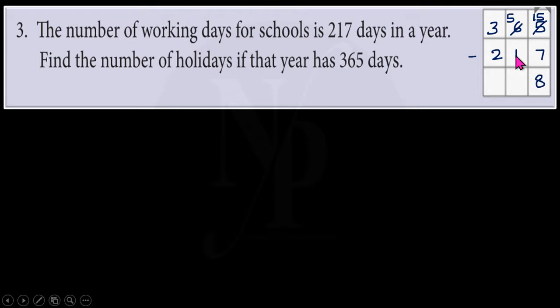In tens column we subtract 1 ten from 5 tens here, and we get 4 tens as a difference. In hundreds column we subtract 2 hundreds from 3 hundreds, we get 100. Therefore 148 is the difference which represents the number of holidays in that year. Therefore we say there were 148 holidays in that year.